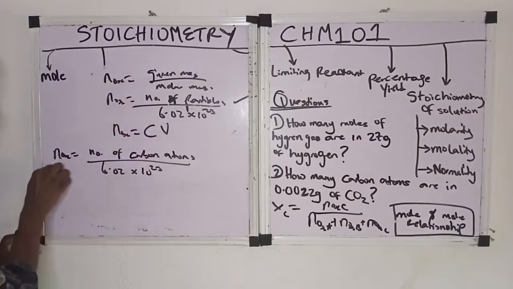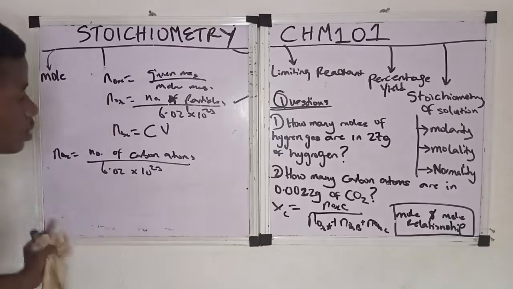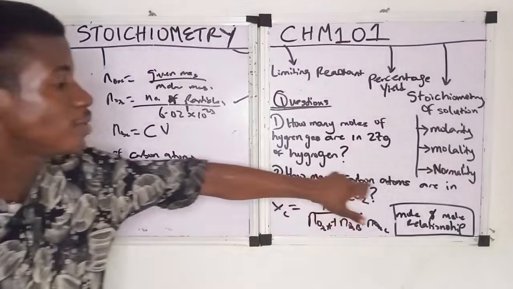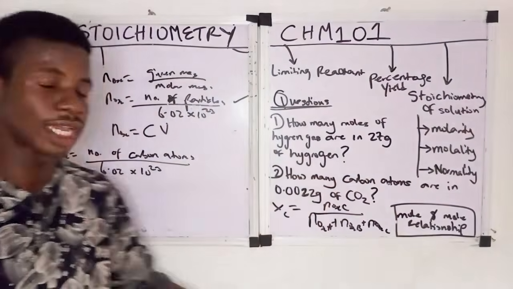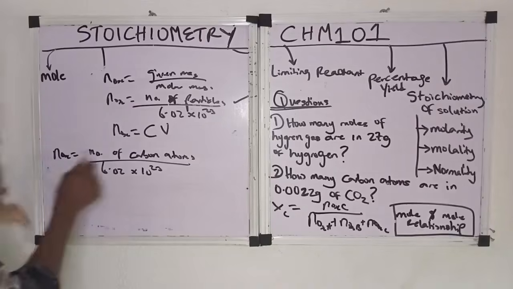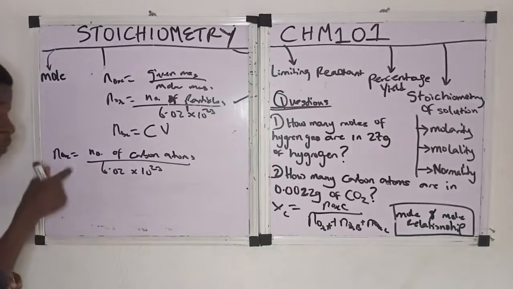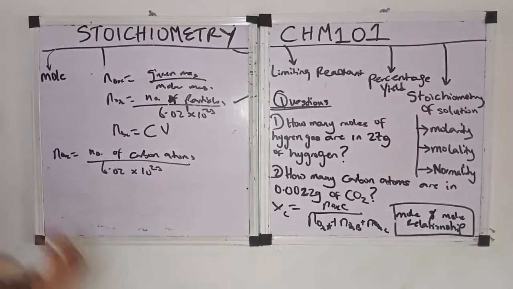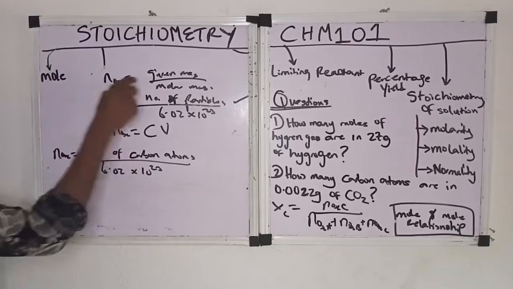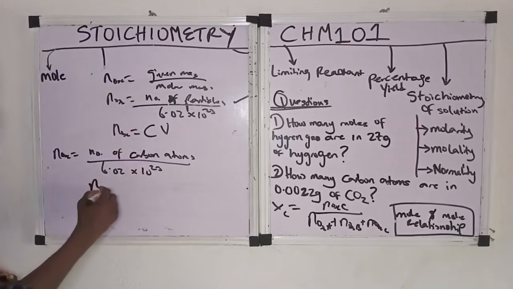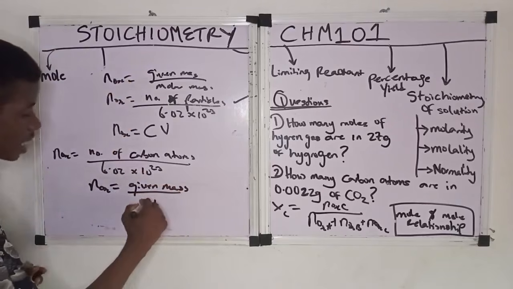Once you get the number of moles, we can use it in this one to get the number of carbon atoms. So they asked how many carbon atoms are in 0.0022 gram of carbon dioxide. We are looking for this part and we don't know the number of moles of carbon, so we look for it first. We can use the very first formula, number of moles equals given mass over molar mass, right?